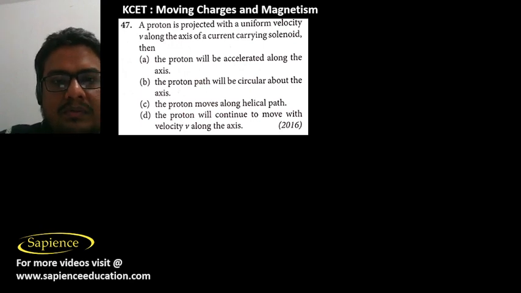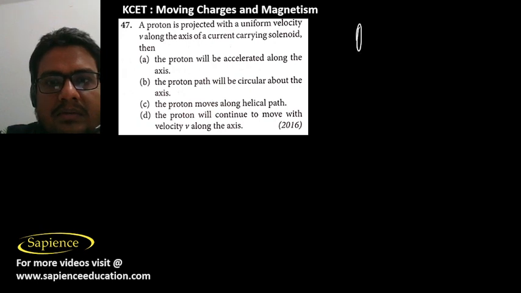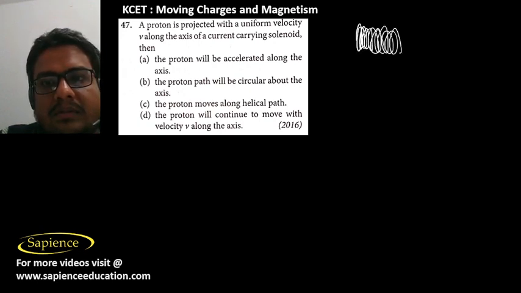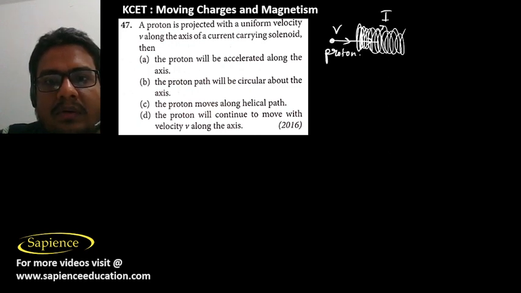Then in question number 47, it is told a proton is projected with a uniform velocity v along the axis of a current carrying solenoid. So there is a current carrying solenoid carrying some current I. A proton is projected with a uniform velocity v along the axis. The proton will be accelerated along the axis. The proton's path will be circular. The proton moves along a helical path. So the proton will continue to move with velocity v along the x-axis.